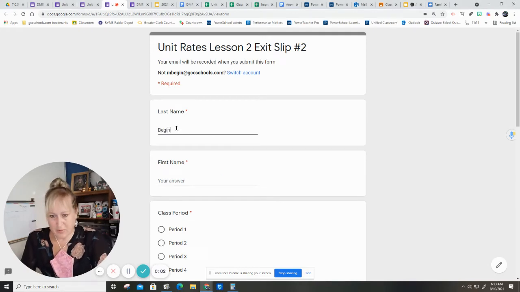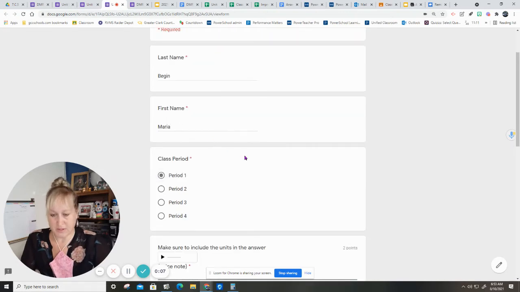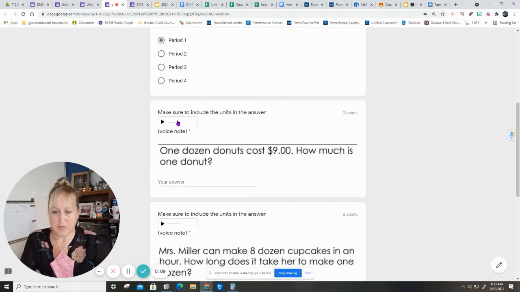This is exit slip number 2 for unit rates. Please make sure you put your last name and your first name. This will read it to you if you choose to use that or if you need that.